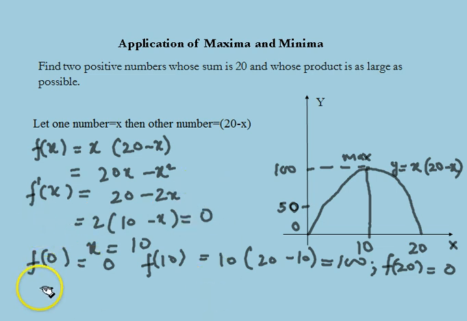Thus the required numbers are x equal to 10 and the other number, 20 minus x, which is equal to 10. Thus we have seen that differential calculus is a powerful tool for solving problems that call for minimizing or maximizing a given function. Next we are going to discuss a problem based on finding the points of local maxima and local minima and finding the corresponding maximum and minimum values of the given function.